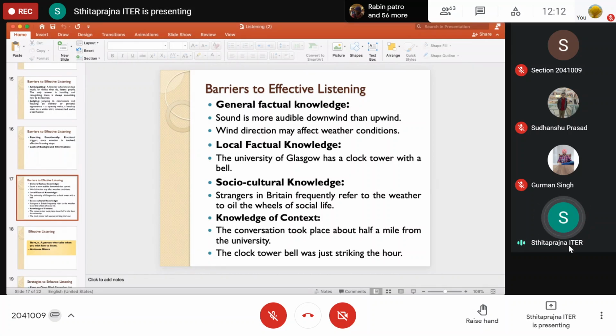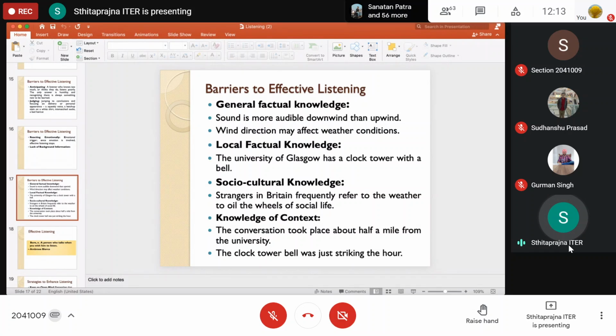The general factual knowledge is that sound is more audible downwind than upwind, and wind direction may affect weather conditions. So when it is downwind, there is a probability of rain, and it was downwind. Now, when it is downwind, the sound is more clearly audible. Now, coming to the fourth point, knowledge of the context. You must understand where the conversation took place. So, the conversation took place about half a mile from the university.